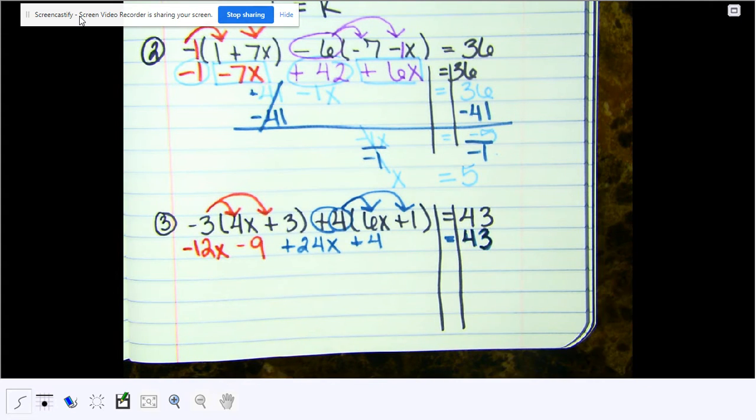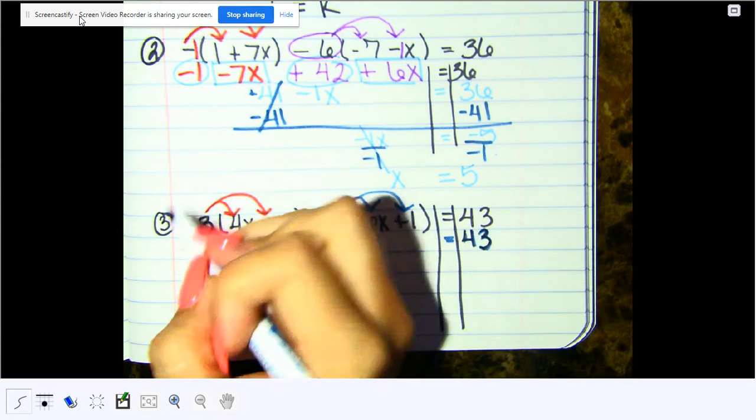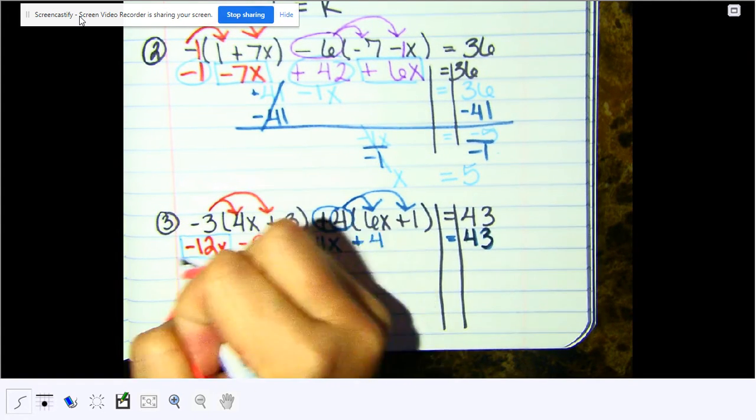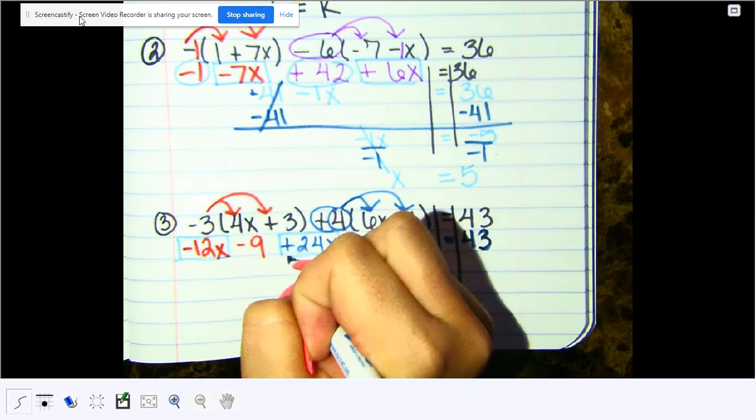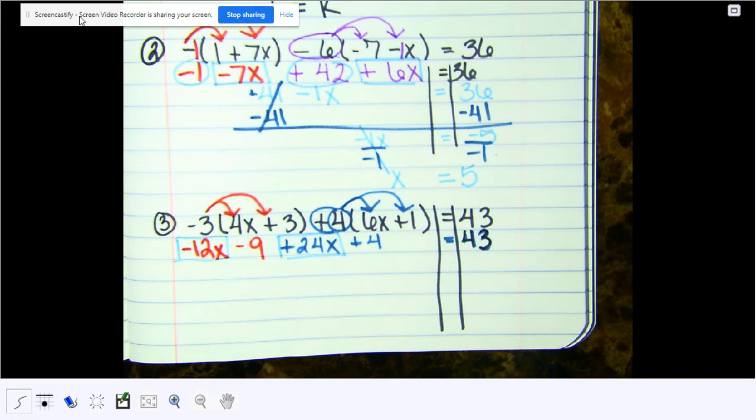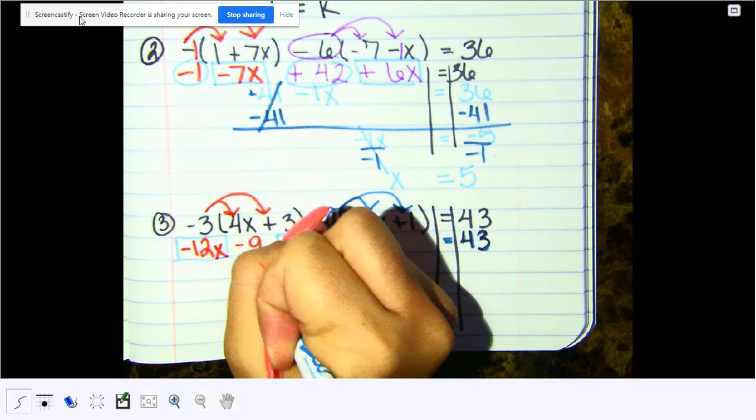Now, you can start moving things around from here if you want to. I, however, am going to go ahead and start combining my like terms. So I see that I have a -12x and a positive 24x. You could do the constants first, but as I combine these together, I am going to just combine my like terms.